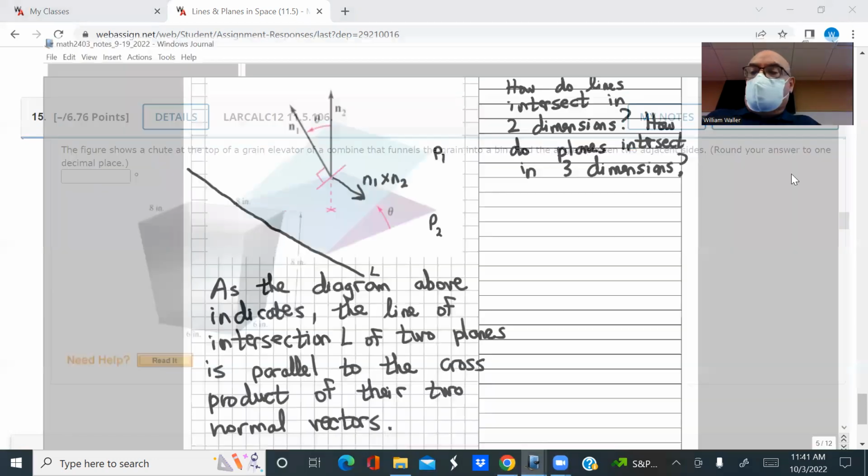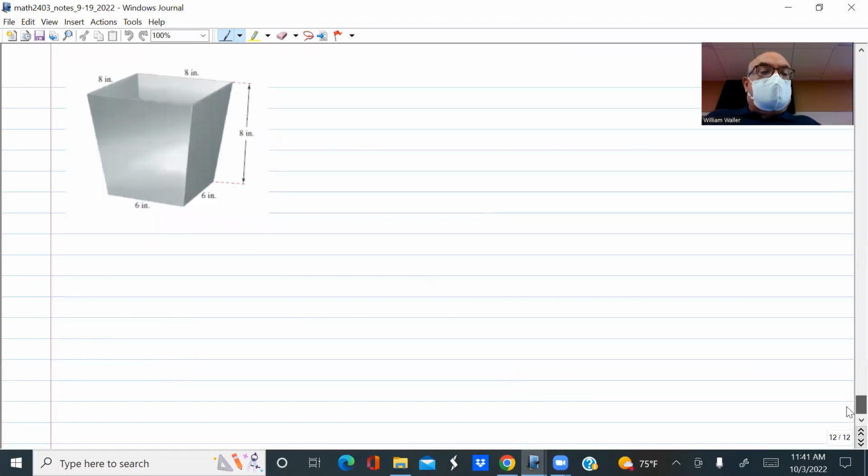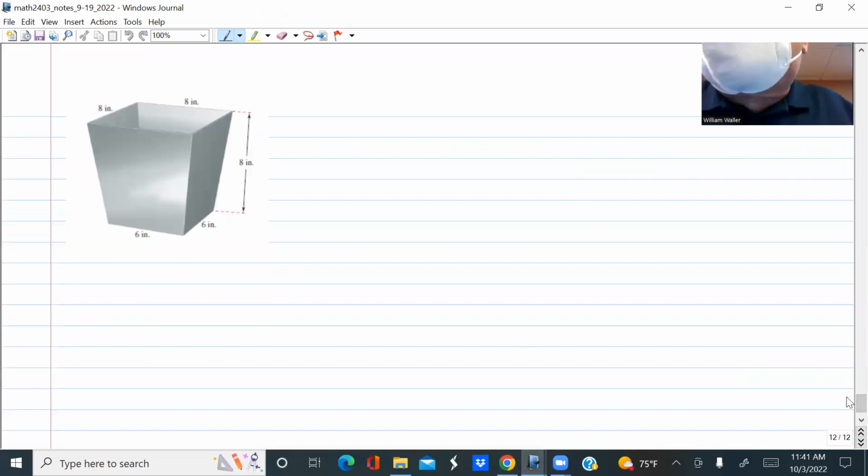So let's skip here to some notes. And I just copied this picture. So what you really want to do here is just superimpose our 3D set of axes on this picture. Once you've got that 3D set of axes superimposed on the picture, then you can locate points on the 3D set of axes that correspond to the corners or the vertices of the top and the bottom of the chute. And then you can write down vectors that lay along these plane sides of the chute. And then it's just a Calculus Three problem. So let's do that.